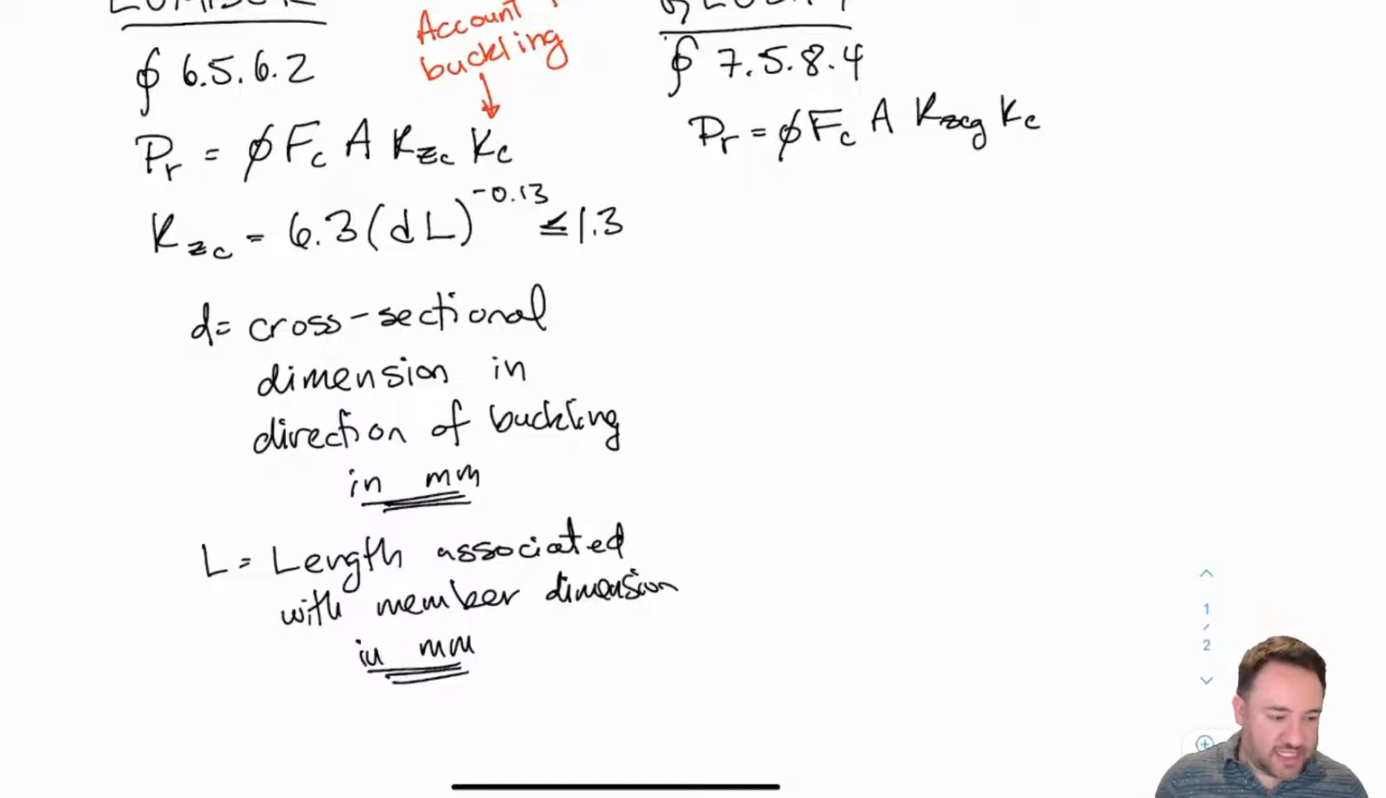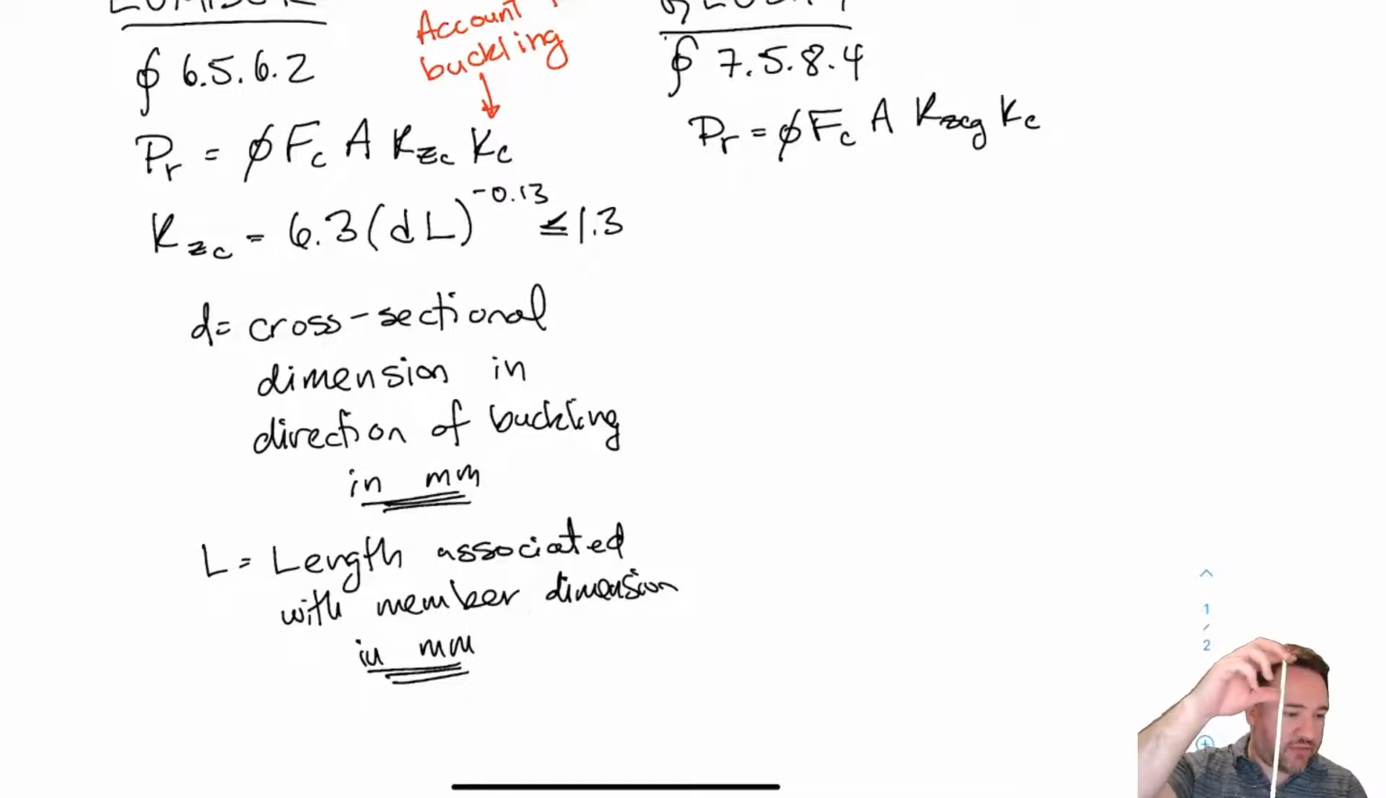So in this equation, the D is the cross-sectional dimension in the direction of buckling in millimeters, and L is the length associated with the member dimension in millimeters. This is a bit of a difficult concept to get across with my ruler, which appears white because it's going through my face because of the green screen behind me.